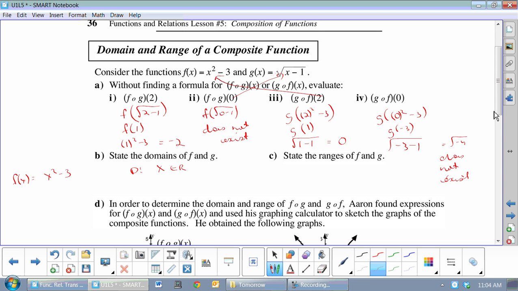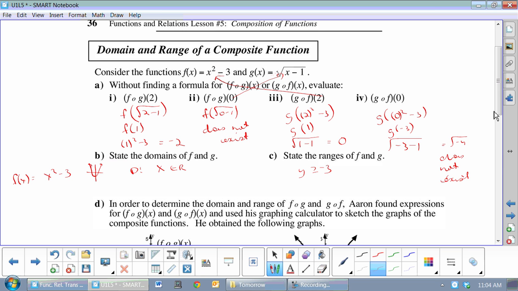And if you do see the graph for it, this is a vertical translation, 3 units down. This is actually the graph. Do you see how you'll never get anything less than negative 3? So your range would be y is greater than or equal to negative 3. Okay.